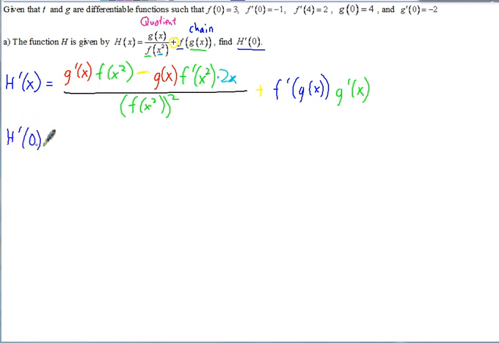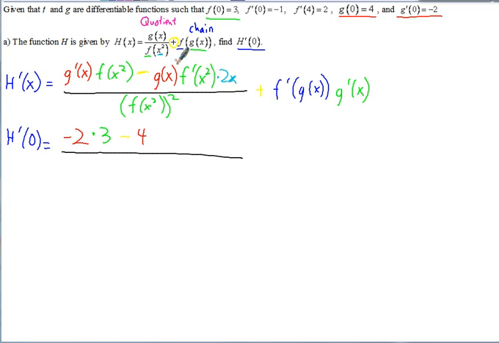H prime of 0, well, let's see what we get here. If we plug in 0 there, that's going to be g prime of 0. And if we look up here, g prime of 0, they tell us it's negative 2. And if we plug in 0 there, well, it gets squared, but 0 squared is still 0. So that just becomes f of 0. They tell you at the top, f of 0 is 3. Times 3. Minus g of 0, at the top you can see that's 4.